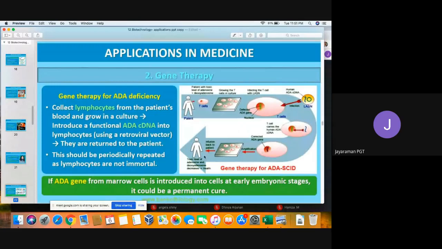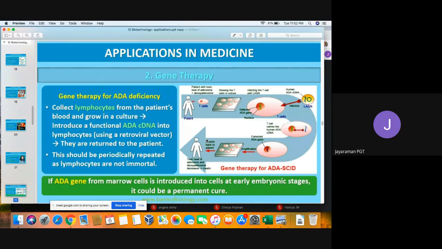Stem cells can be transferred into the bone marrow. Stem cells live longer. It's not permanent, but they divide for a certain period of time, so that is better. This is how we can do the gene therapy method. For a permanent cure, you have to target the early embryonic stage.